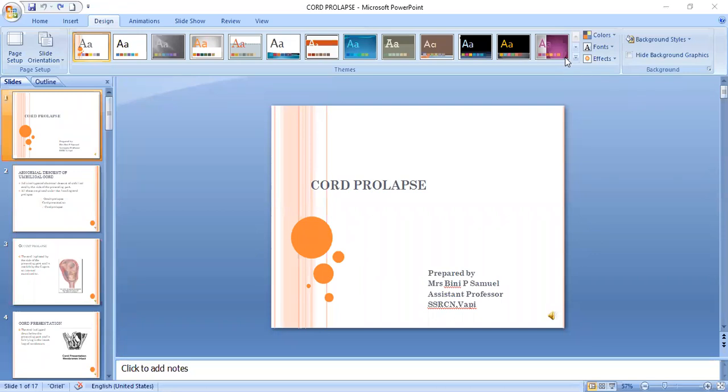We are going to discuss cord prolapse. Cord prolapse is the abnormal descent of the umbilical cord. The umbilical cord is a connection between the fetus and the placenta, which provides nutrients and oxygen to the baby from the maternal circulation.